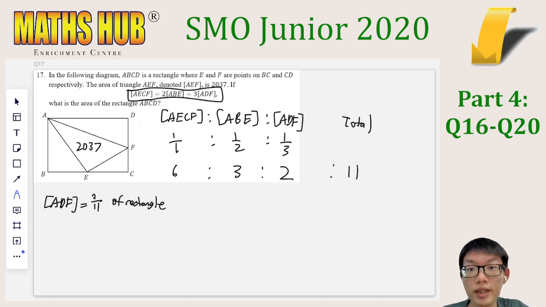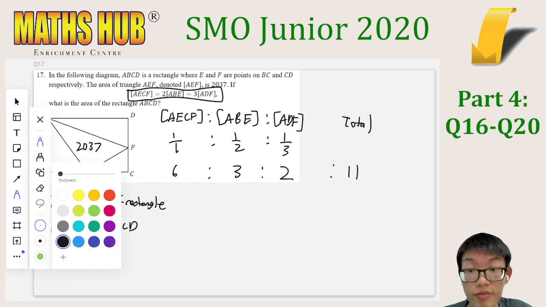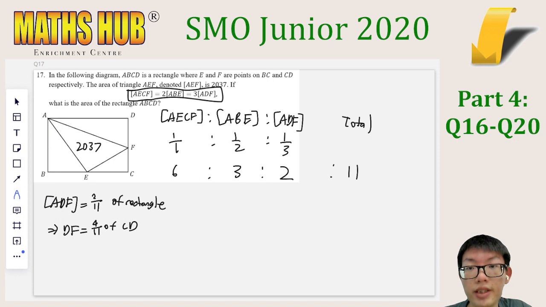It means that DF is 4 over 11 of CD. Now, if you're wondering how does this happen, one way to see it is using the area formula half base times height. Another way to see this is to temporarily draw in another line. So if ADF is 2 over 11, then this rectangle is 4 over 11, and that means that FD is 4 over 11 of the whole side length.